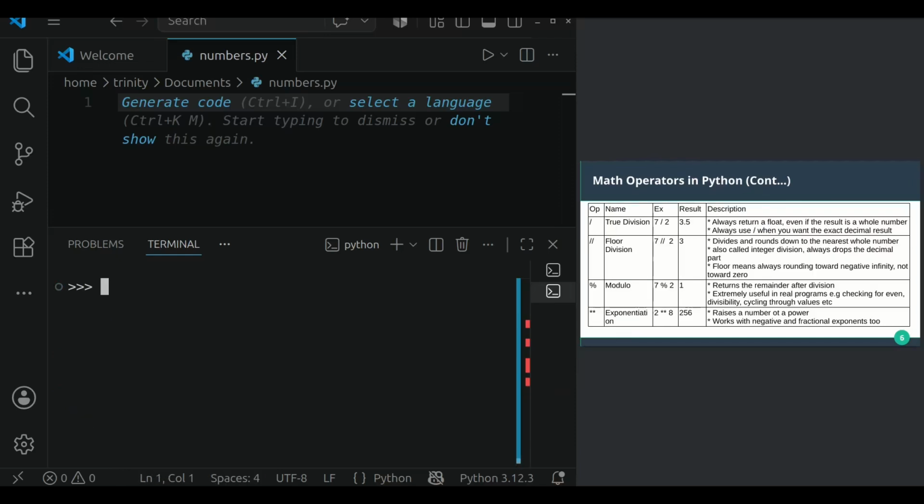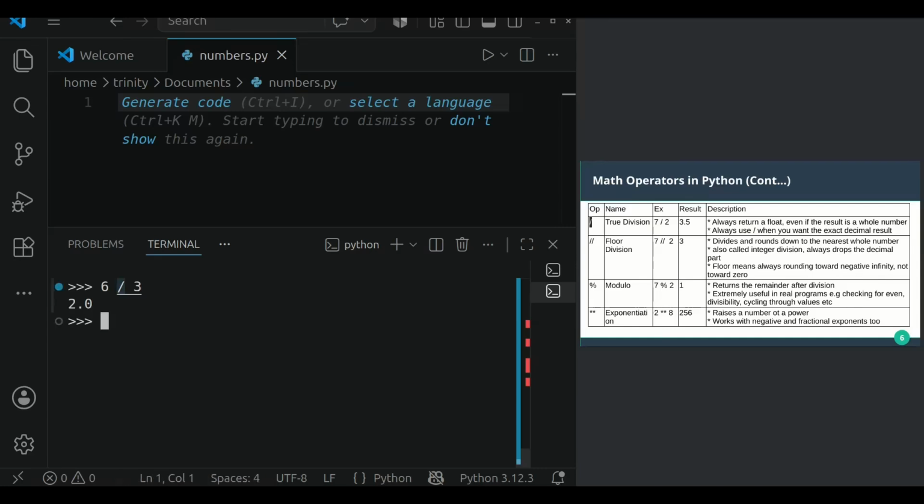The true division operator is a slash, a single slash. What true division does is it actually returns a float even if the result is a whole number. So we use the slash when we want the exact decimal result. Let's see this in practice. Now when you say 6 divided by 3, mathematically we know the answer is supposed to be 2.